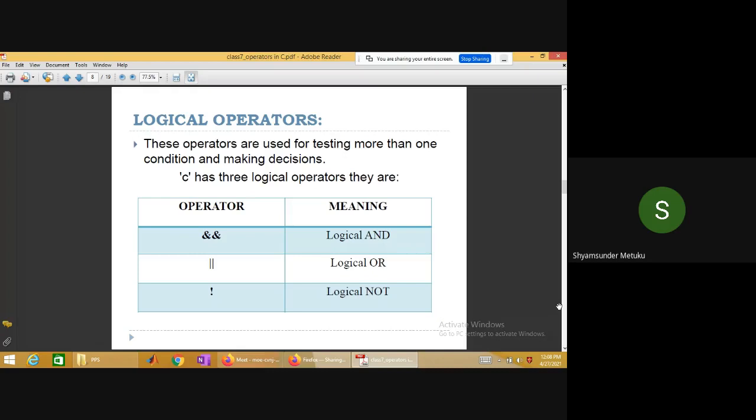Let us verify when we use this kind of operators. These operators are used for testing more than one condition and making decisions.